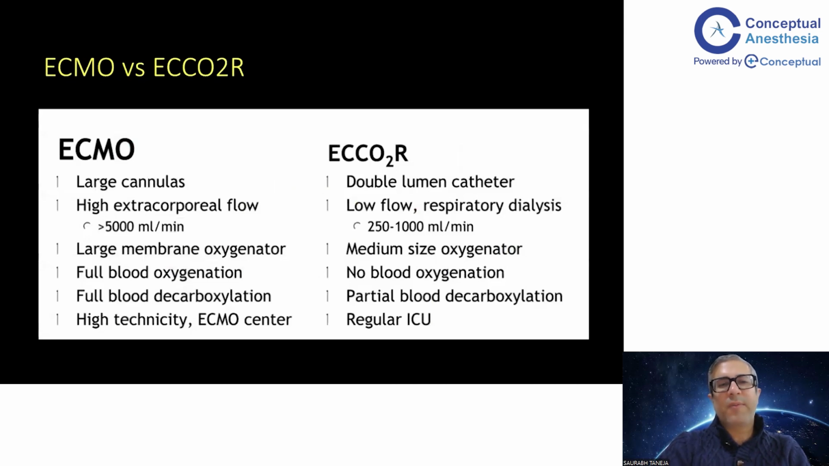Just to again emphasize the differences, since we need a larger cannula in ECMO for a higher blood flow, whereas in CO2 removal we need a much lower blood flow, we can use a double lumen dialysis catheter. We have also used CRRT machines with a pediatric oxygenator to remove the carbon dioxide. As I told you, we need very low flows, between 300 ml to 1 liter per minute. We need a medium sized oxygenator. There is hardly any blood oxygenation, whereas in ECMO it is full blood oxygenation and full blood decarboxylation, and we need a very high flow, around 3 to 5 liters per minute.